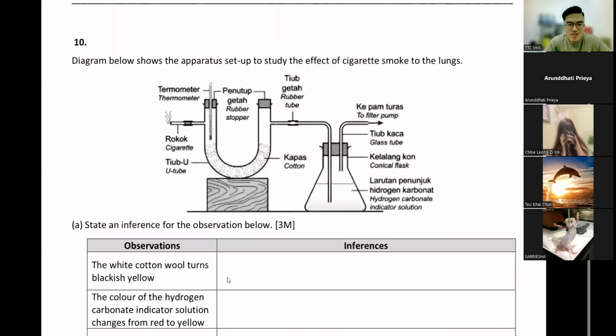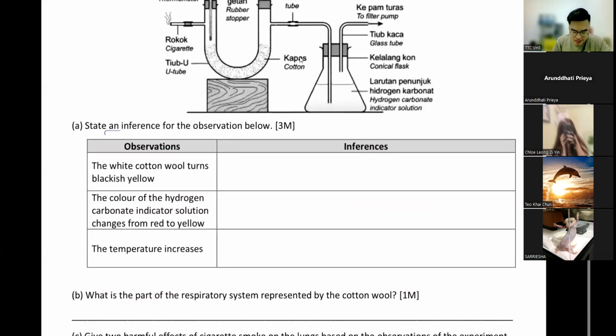Right, anyway, so let's talk about question 10. This is our smoking simulator. Remember, this is our smoking simulator. So let's look at state and inference. Guys, you remember what is inference? Inference means explain. If they ask you for the inference, basically they ask you why.